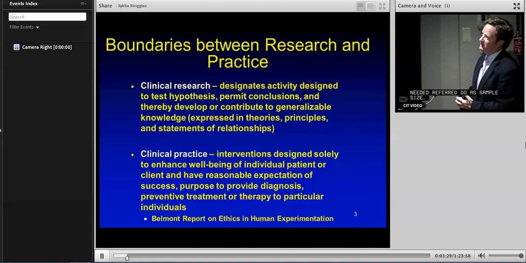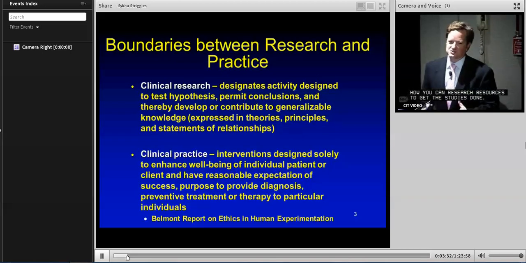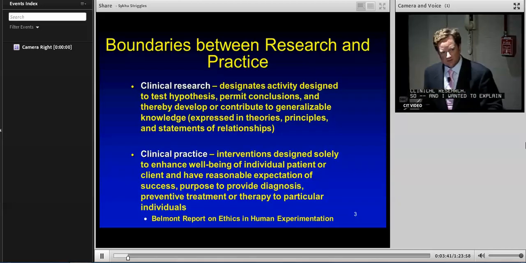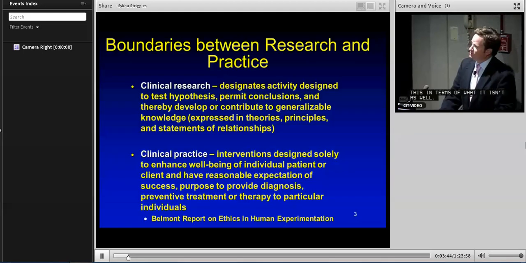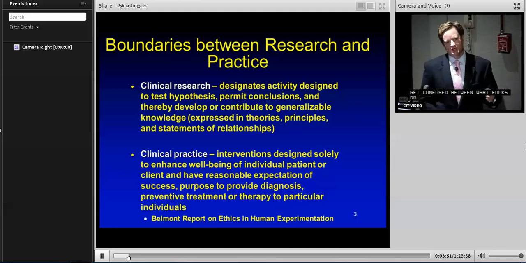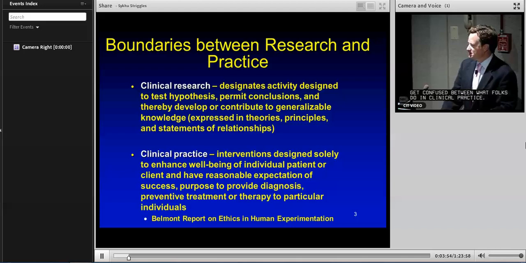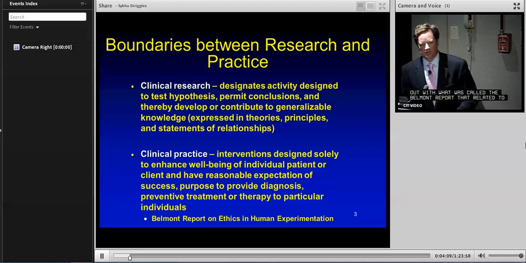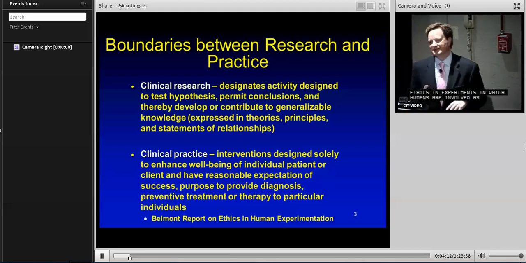So since we're just getting started, it probably is a good thing to actually define what clinical research really is, since this is a course about clinical research. And I wanted to actually explain this in terms of what it isn't as well. And that is that oftentimes people get confused between what folks do in clinical practice of medicine versus what's done in clinical research. This became such an important issue that in the 1970s, Congress passed the National Research Act based on some pretty horrific things that had happened in clinical research to research participants, and came out with what was called the Belmont Report that related to ethics in experiments in which humans are involved as participants, and that Belmont Report came out in 1979.